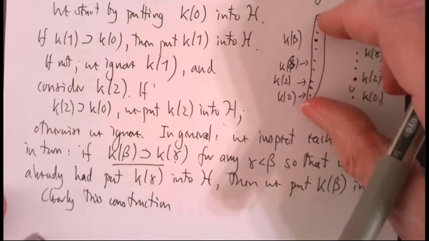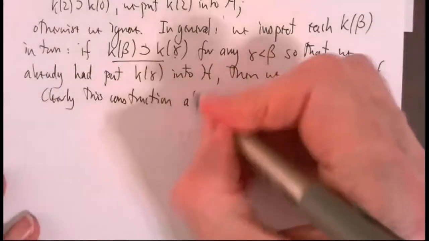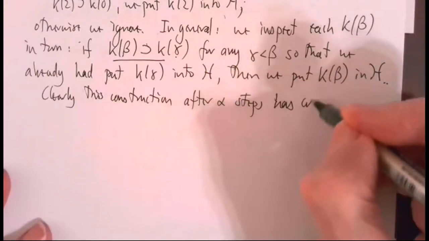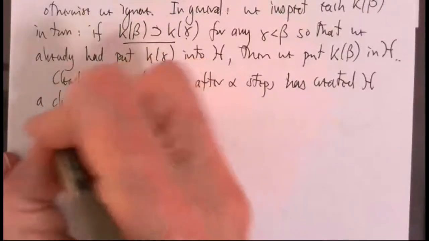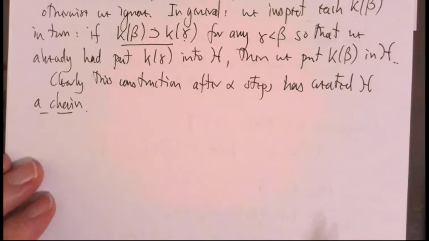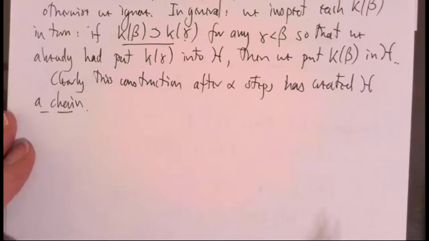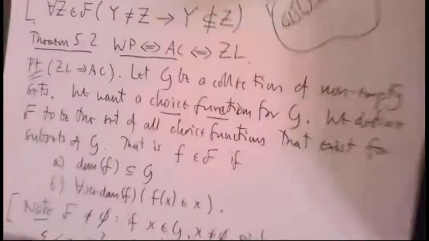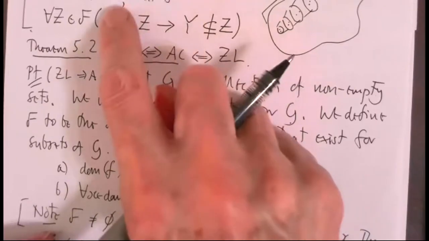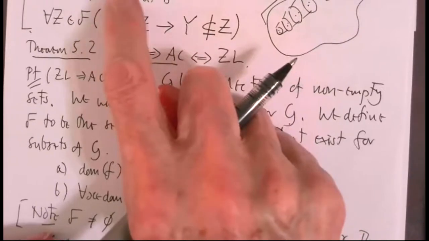This construction only goes on for alpha steps, because that's the length of F under the well ordering of R. After alpha steps it has created a chain. And the claim is then that, after all, what are we trying to get? Zorn's property, the Zorn property ZL. We want a maximal element. Well, the claim is that our chain here provides that maximal element. I take the union of the chain, and this will give me my maximal Y.